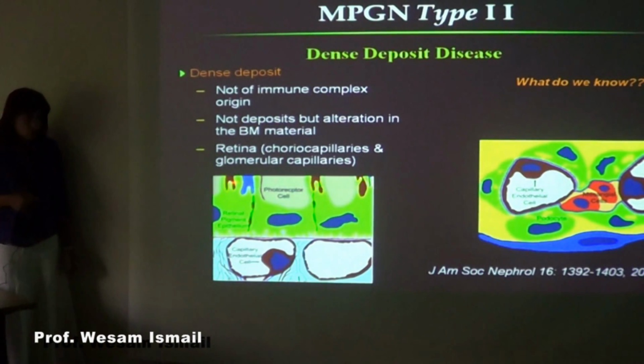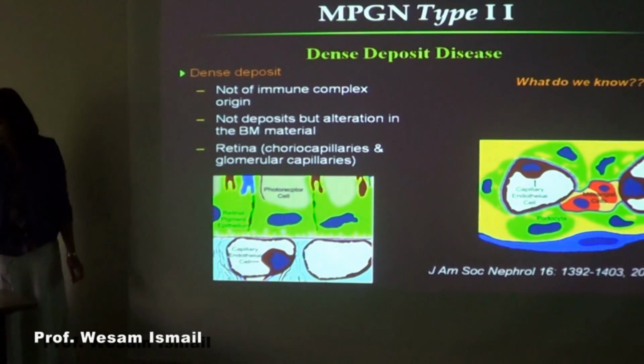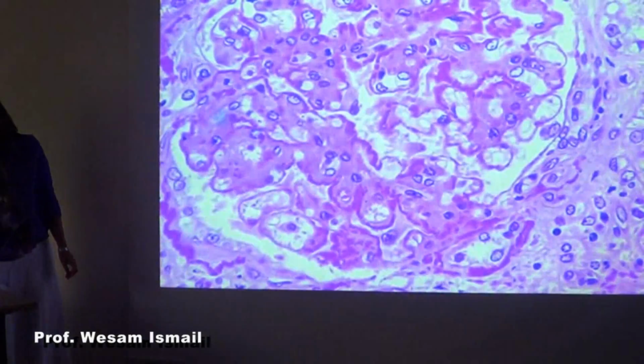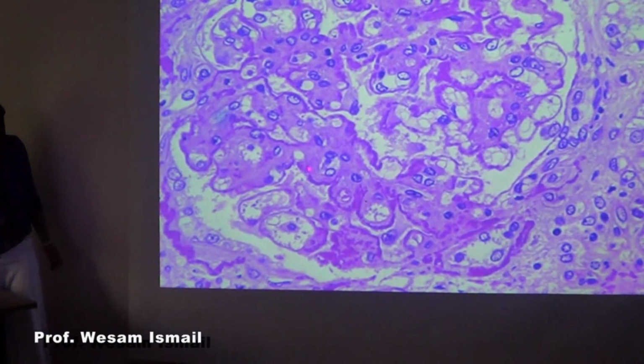And the evidence is that these patients also get the same thing in the retinal capillaries as in the renal capillaries. This is dense deposit disease. It can present with a membranoproliferative pattern. Can you see what we call the deposits? I think it's very clear. You can see this is the basement membrane, and all of this is actually the deposits.